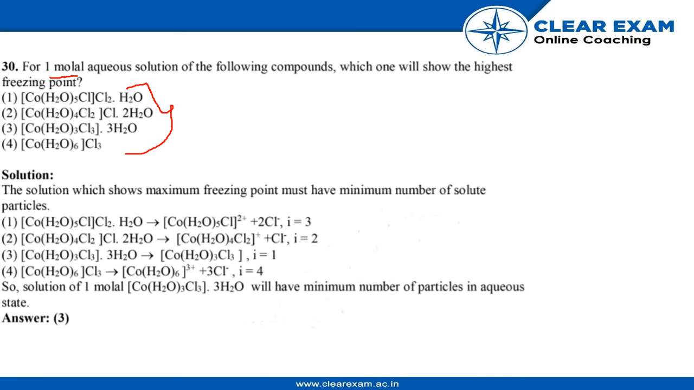So the solution of 1 mole [Co(H2O)3Cl3].3H2O will have the minimum number of particles in the aqueous state. So the minimum number of particles will have the maximum freezing point. Therefore, answer 3 will be the correct answer.